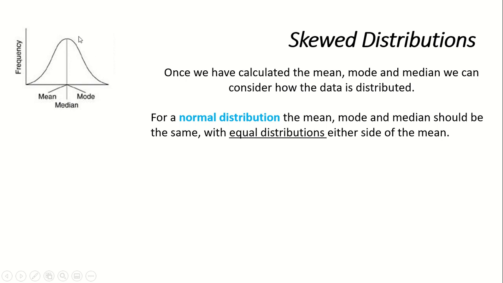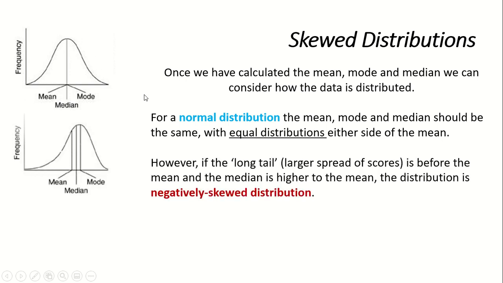However, that is quite rare when we're considering psychology. What is more common is skewed distributions, and this means it could be positively or negatively skewed. A negatively skewed distribution is when the mean score is lower than the middle score, the median score, or lower than the modal score, the most frequent score.